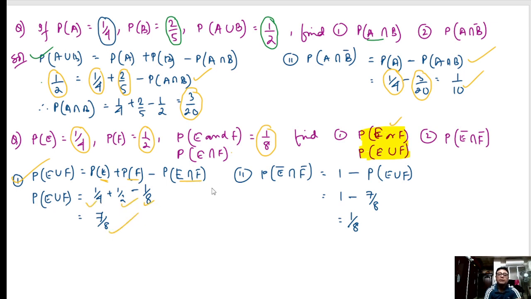Similarly, P(E complement intersection F complement). That means from this will be what? P(E complement intersection F complement) is 1 minus P(E union F). So E union F, already we know that, and we get the answer. P(E complement intersection F complement) is this answer.